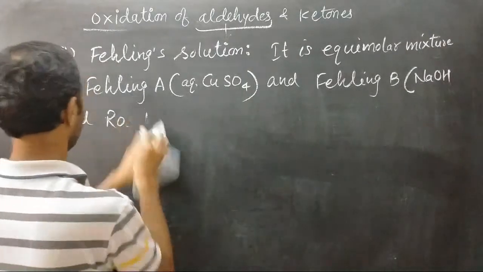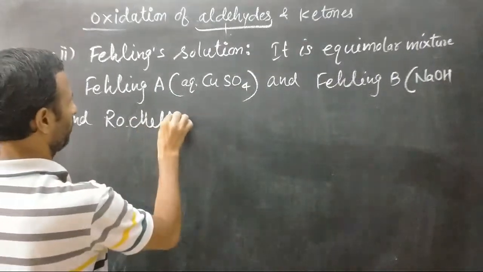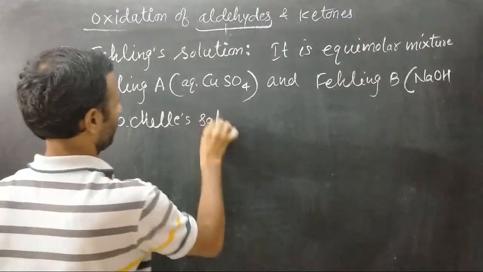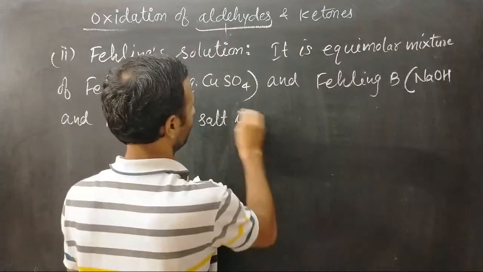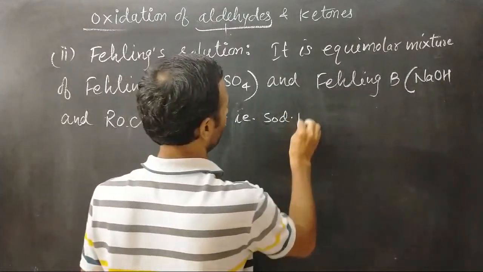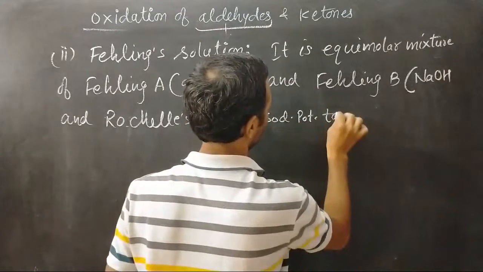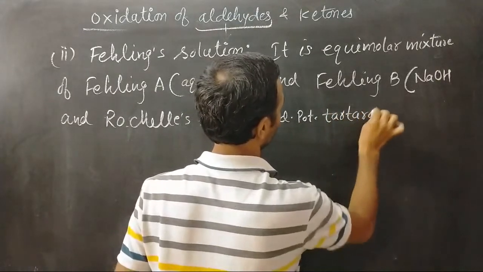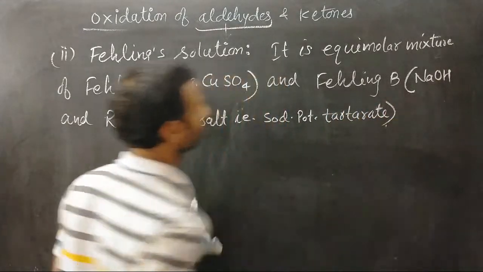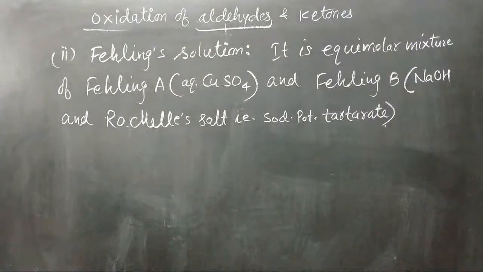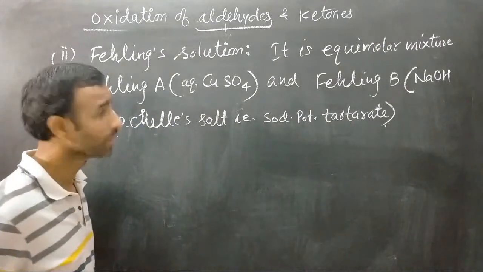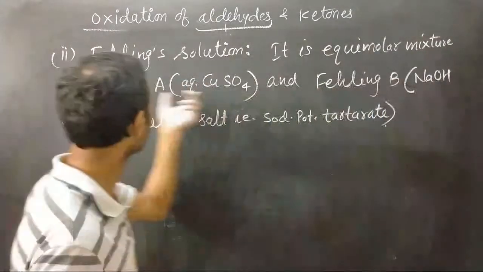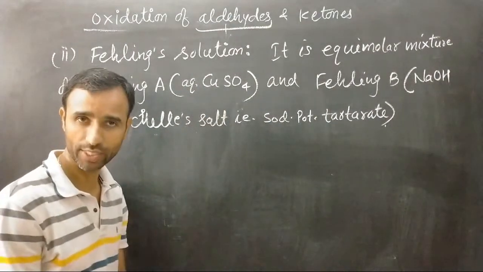What is Rochelle salt? That is sodium potassium tartrate. So it is an equimolar mixture of sodium hydroxide solution containing Rochelle's salt, that is Fehling's B. And Fehling's A is aqueous copper sulfate.